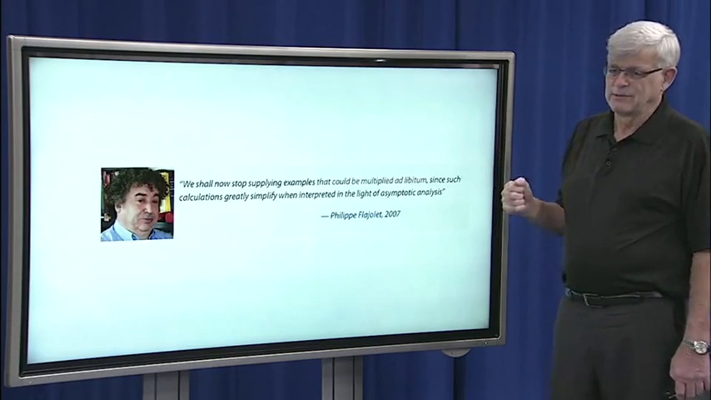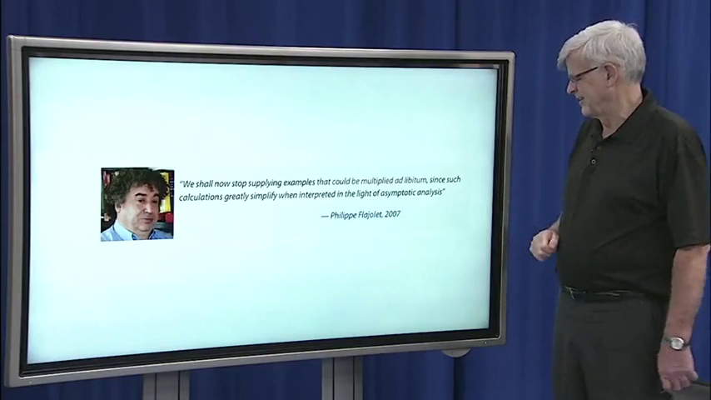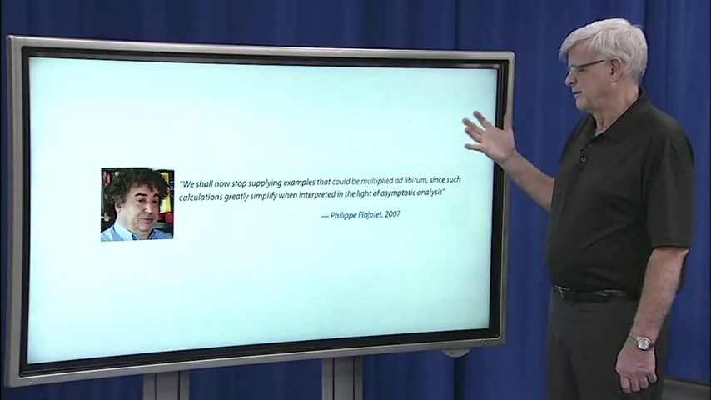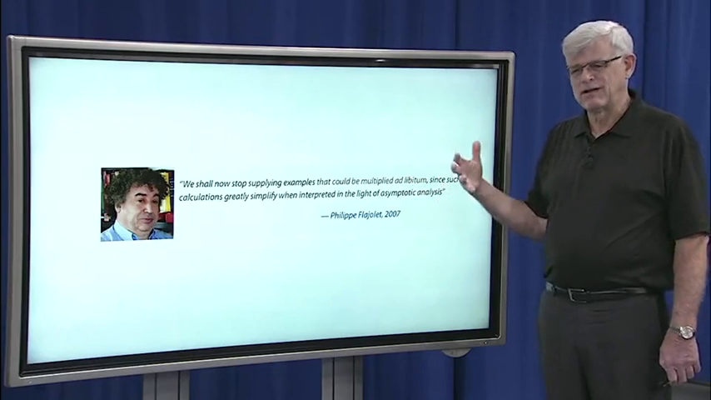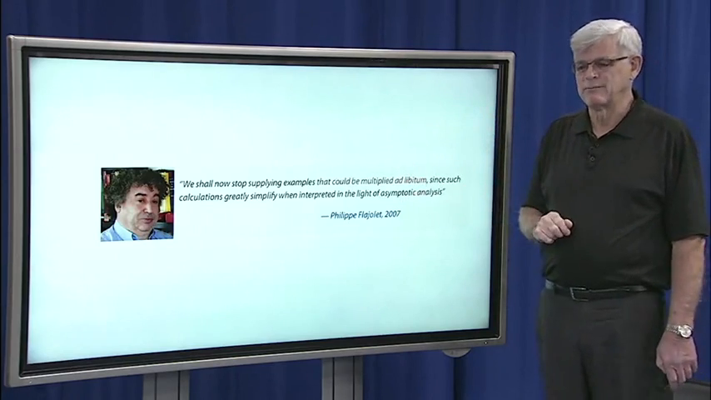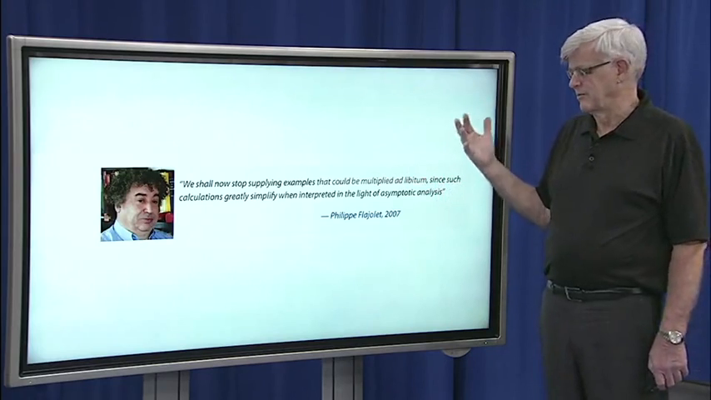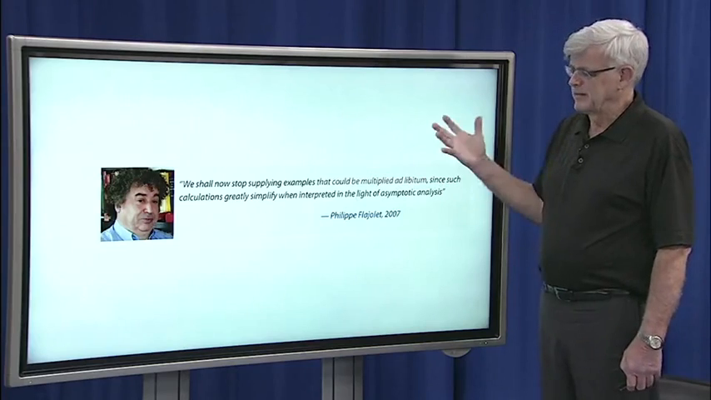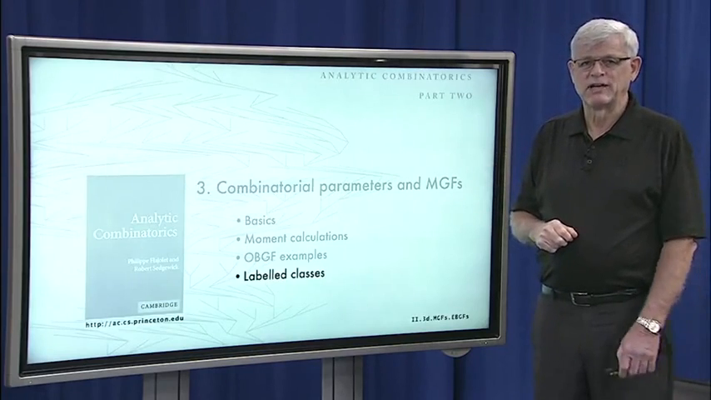I think at this point, I'll quote Philippe, that we can stop supplying examples now, because with the tools that we have, the combinatorial constructions, we could provide examples ad libitum, at liberty, but we're going to stop doing that, because actually extracting the coefficients involves lots of calculations with the techniques that we have. But when we get to complex analysis, we're going to be able to eliminate a lot of those calculations and simplify them greatly. But that's a topic for the second half of the course. So that's an introduction to parameters in labeled classes.